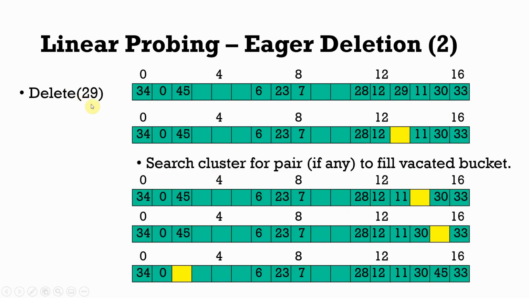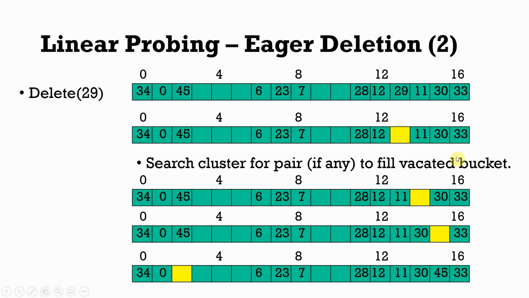Another one, delete 29. Again, 29 mod 17 is 12. So 29 was supposed to be here, but it's here because of the collision. So we delete this one. Now we want to see if 11 belongs here. 11 mod 17 is 11, so 11 was supposed to be here. Why is it here? Because of linear probing, we put it here. So now we can shift this one here.